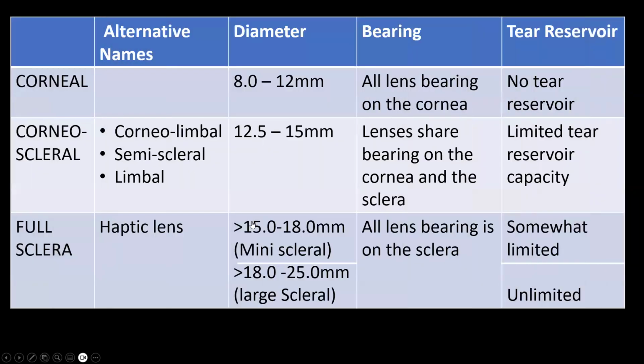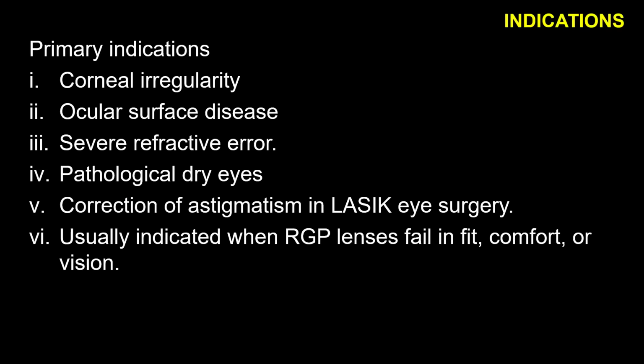I think I can leave. I can skip this slide. But what is important here is the difference in the diameter and the tear reservoir, what that means in terms of what is contained in each of the designs of the contact lens. I think I've done justice to this a bit.